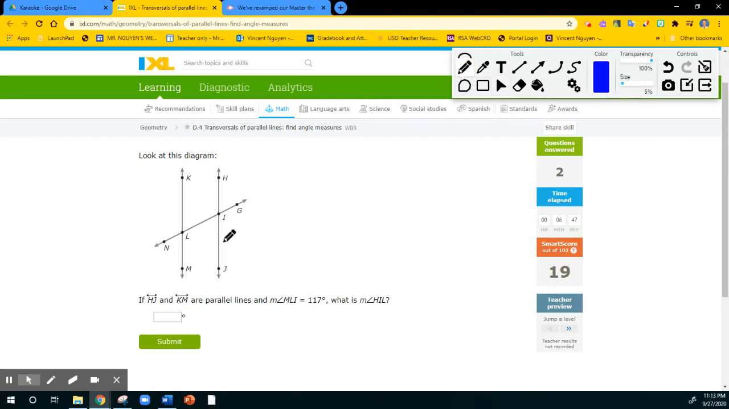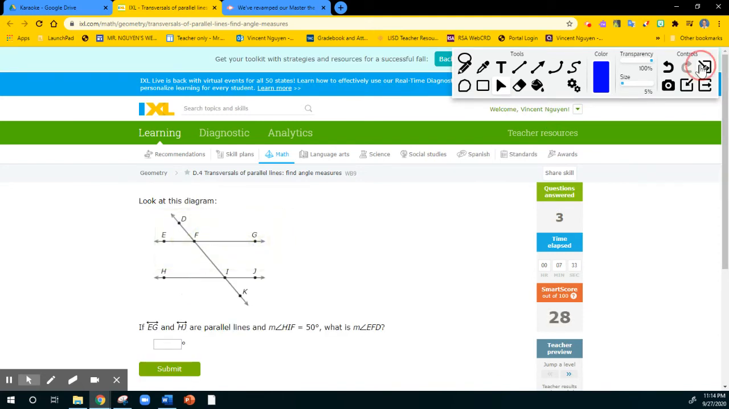HIL is this angle right here. It goes from H to I to L, so the middle letter is the angle. MLI is this angle right here. If you know your angles, these are called alternate because they go from one side to the other of the transversal, and they're inside of the parallel lines. Parallel lines are kind of like a lane that you drive on, and this is inside of the lane. So these are called alternate interior angles, and their relationship is congruent. They are equal to each other, so we put 117 for that angle.